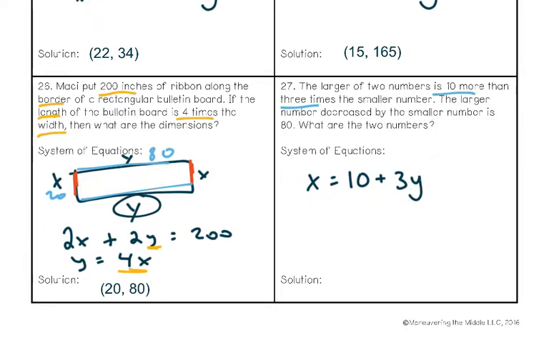Let's look at the second one. It says the larger number, that's what we decided x was, decreased, that means minus, by the smaller number, which would be our y, is equal to 80. What are the two numbers? Since I have what x equals, it's 10 plus 3y, I'm going to put that in for the x in the second equation. Then I'm going to solve for x and y. When I do that, I get that the larger number x is 115 and the smaller number y is 35. I plug those in to check. I know 115 minus 35 gives me 80, and I know that 3 times 35 plus 10 gives me 115.